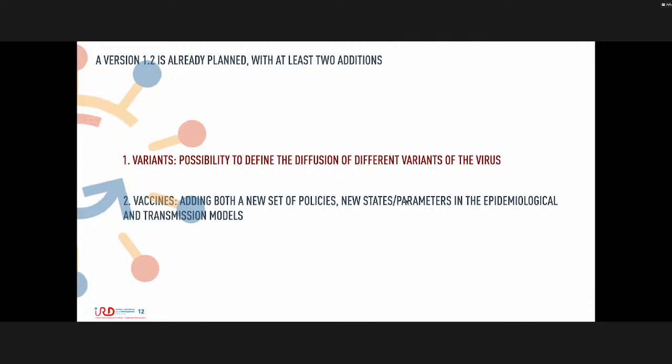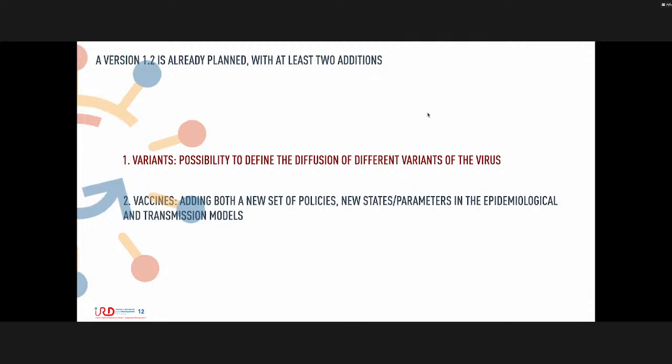So adding both a new set of policies about vaccination, but also new states parameter in the epidemiological and transmission models. We didn't do it, these two ones, because until last month, Vietnam was a little bit in a bubble and was not really affected by these two.